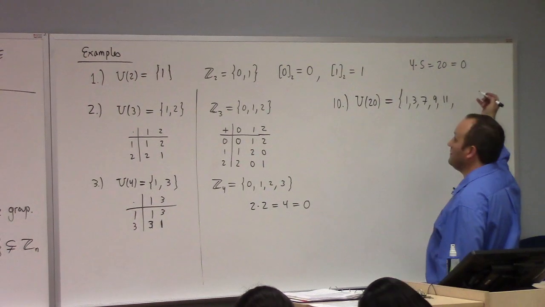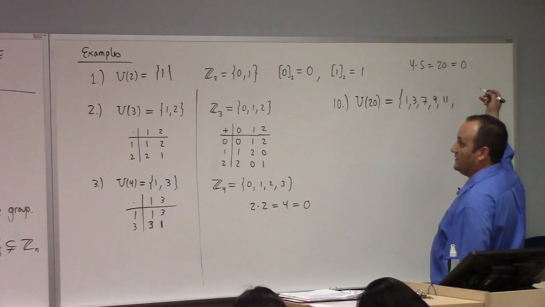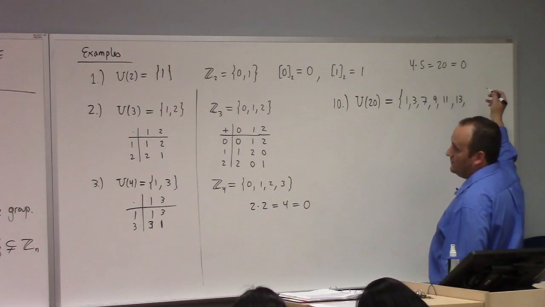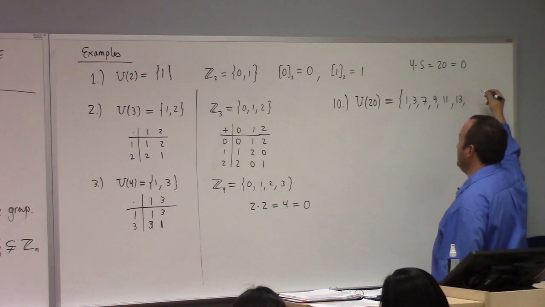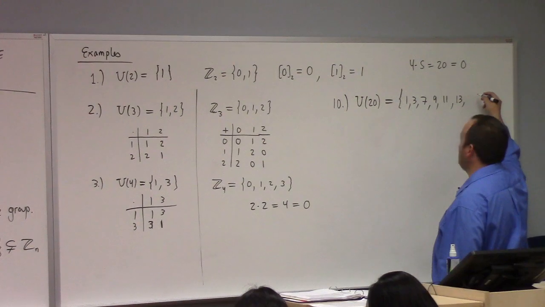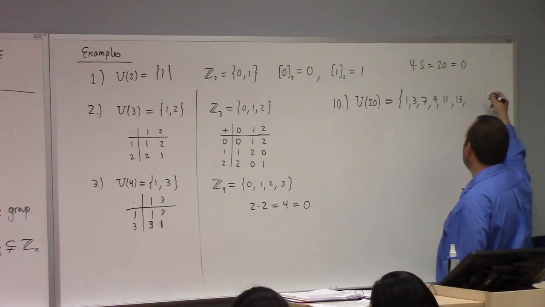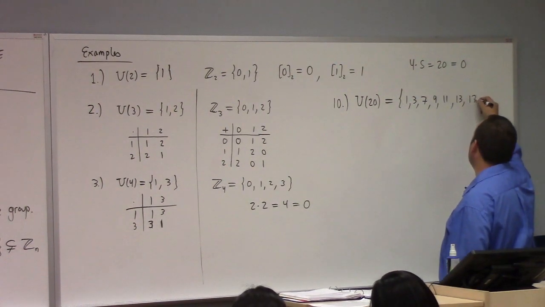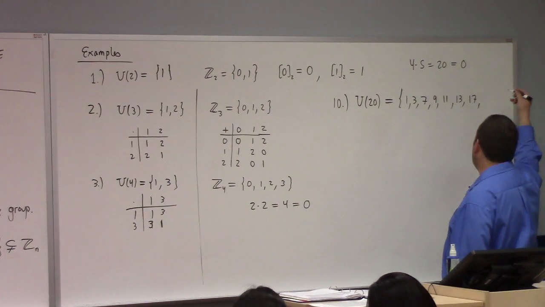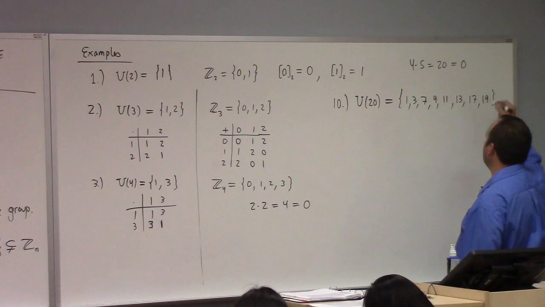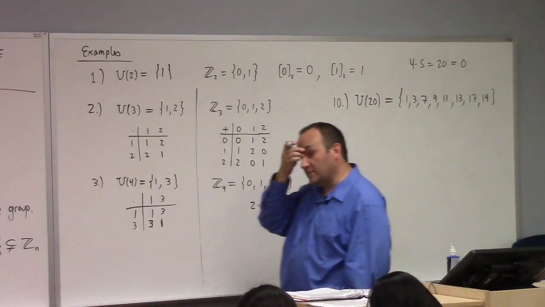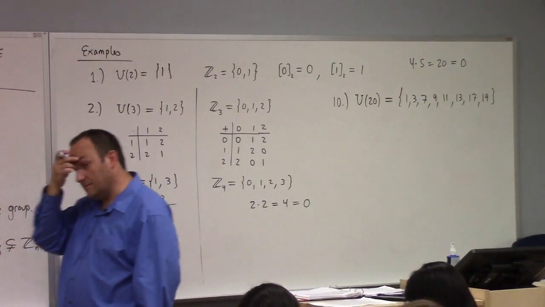11's okay. 12 has got a 2 in it. That's no good. 13, yep. 14 has got a 2 in it. 15 has got a 5 in it. It's forbidden. 16 has got a 4 in it. 17's okay. 18 has got a 2 in it. That's out. 19's good. There you go. Those are the numbers relatively prime to 20, all right?